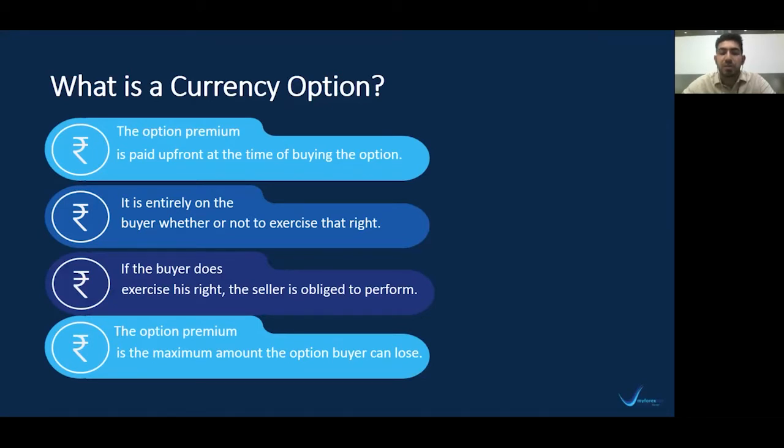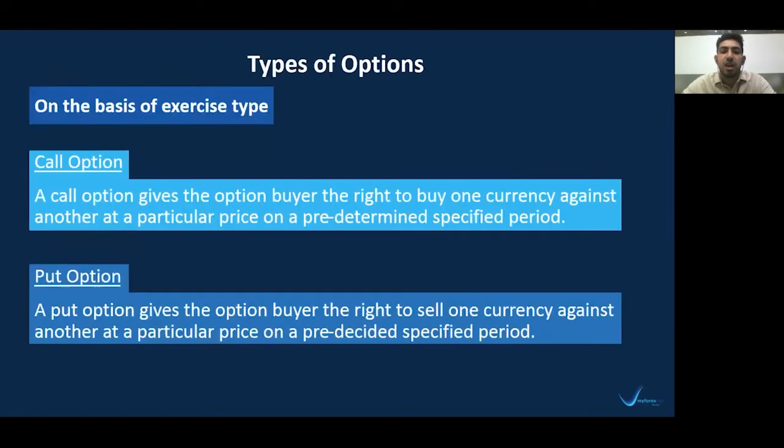Now, the option premium is the maximum amount which an option buyer can lose, which means that at maturity, if the option buyer believes that the market conditions are more favorable, then he might let the option lapse and not exercise his option. Now let's see what are the types of options on the basis of exercise type.